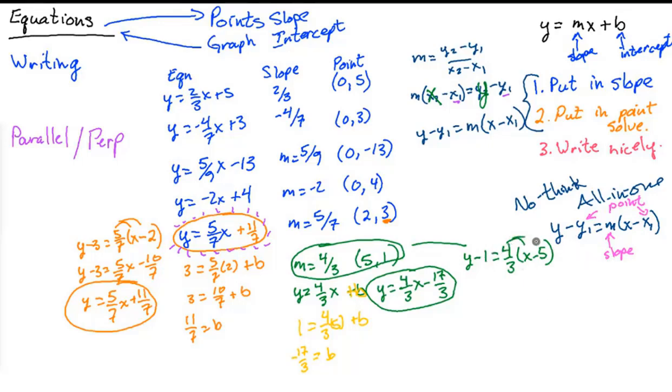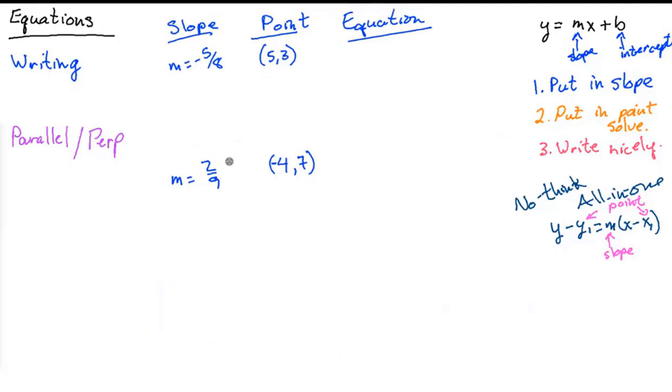All right, now let's just solve and write it nicely. So we get y minus 1 equals 4/3 x minus 4/3 times 5, which is 20/3. And then when we add 1, that's adding 3/3 over there. So we get 4/3 x minus 20/3 plus 3/3, which is minus 17/3. Is that not the slickest way you've ever seen to work with that? Yeah, it's great. All right, so here are a couple of problems to give a try.